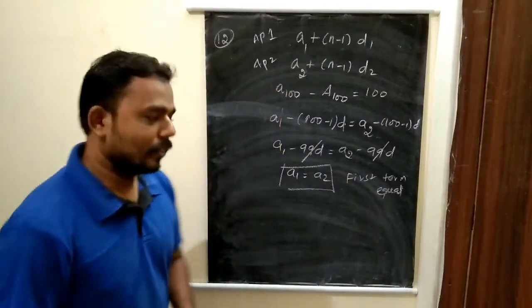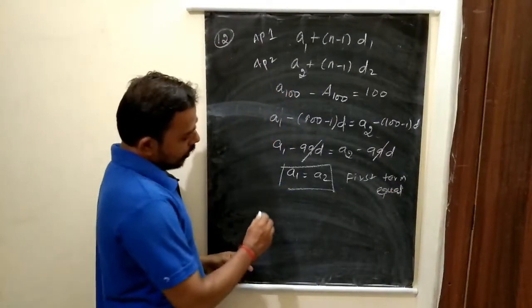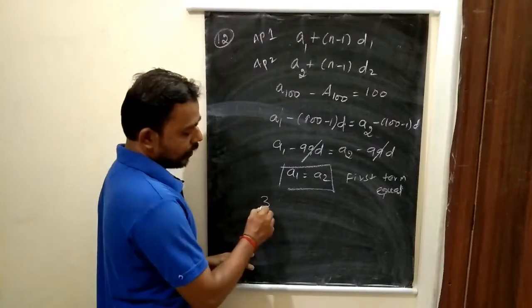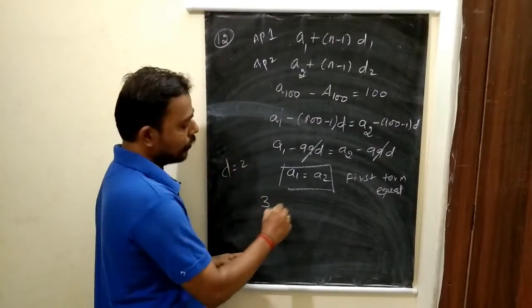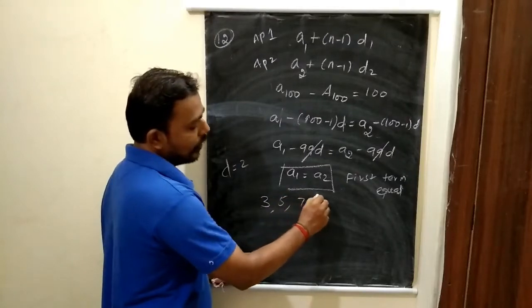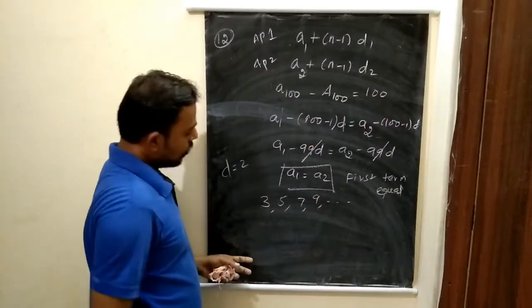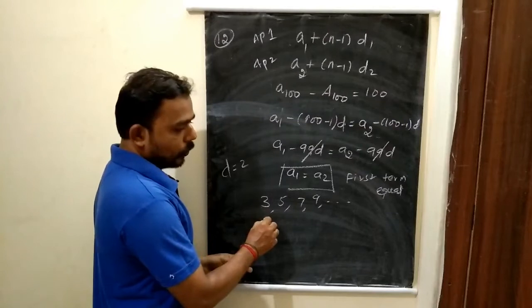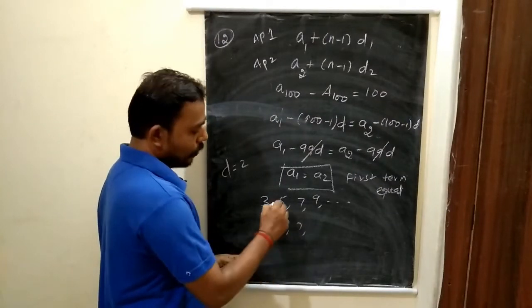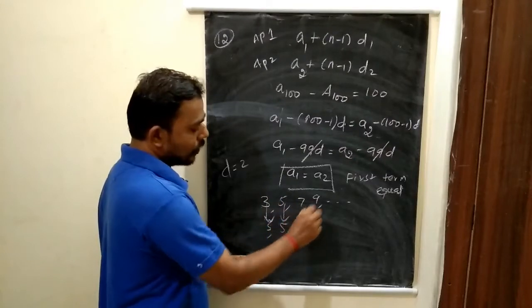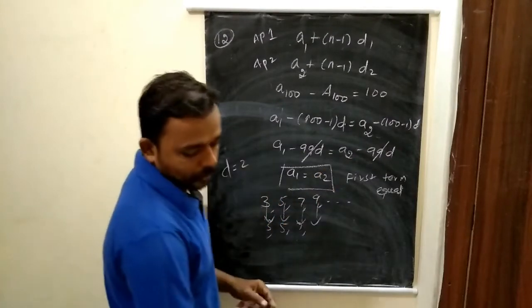Actually, suppose the first term is 3 and the common difference d is whatever, 3, 5, 7, 9 and so on. Similarly, the next one also has first term 3 only, starting, with the same common difference. So the first terms are equal, the second terms are equal, the third terms are equal, the fourth terms are equal, like that.